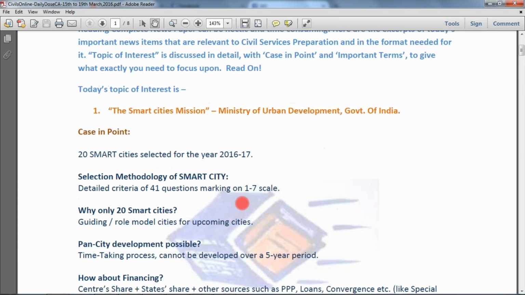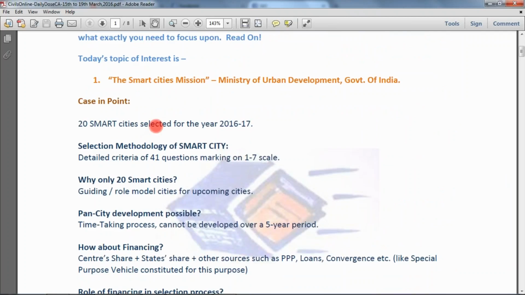What are its details? As we discussed earlier, 20 smart cities are selected for the year 2016-17. There is a detailed criteria of 41 questions, with marking on a scale of 1 to 7, for the selection methodology of smart cities. Why are only 20 smart cities taken initially? Because the government wants these cities to be guiding or role model cities for the upcoming cities. Is pan-city development possible? Is this plan for the complete city development or for pockets of that particular city? This focuses on particular pockets of the city, because whole city development is a time-taking process and cannot be done over a 5-year period.